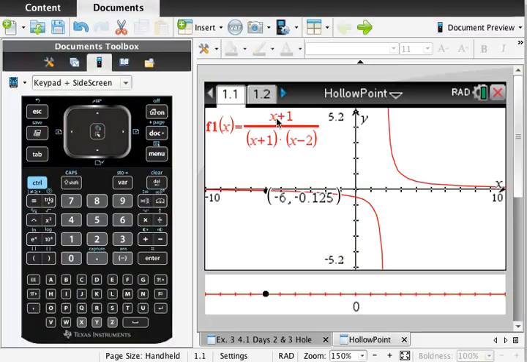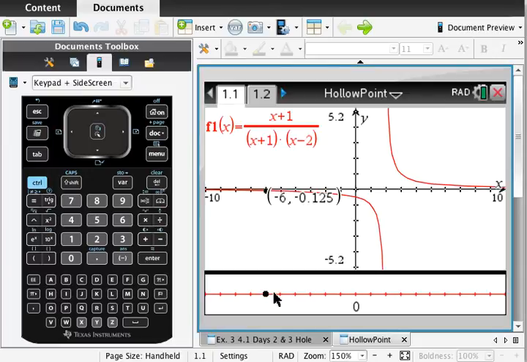I've got the function quantity x plus 1 over the quantity x plus 1 times x minus 2. You'll notice that we have a repeated factor of x plus 1 with the same multiplicity in numerator and denominator. Both of them are 1. So we would expect there to be a hole at x equals negative 1. So let's see what happens. I'm going to drag this point on the bottom, and it's going to show us our ordered pairs. And when we get to x is negative 1, it says a hollow point or a hole when x is negative 1.